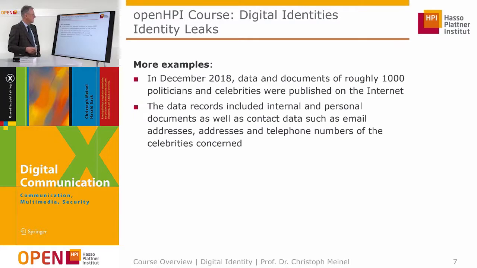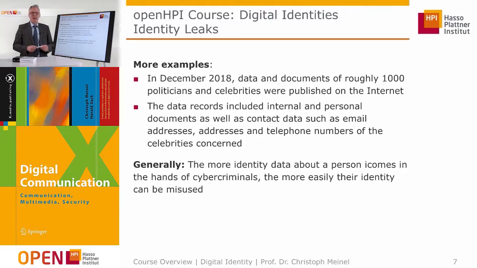Here is another case in December 2018. Data and documents of roughly 1,000 politicians and celebrities were published on the internet. These data include internal and personal documents as well as contact data such as email addresses, telephone numbers, and postal addresses of the celebrities concerned. It caused a lot of discussion: how was it possible for the cyber criminals to collect such very, very personal data?